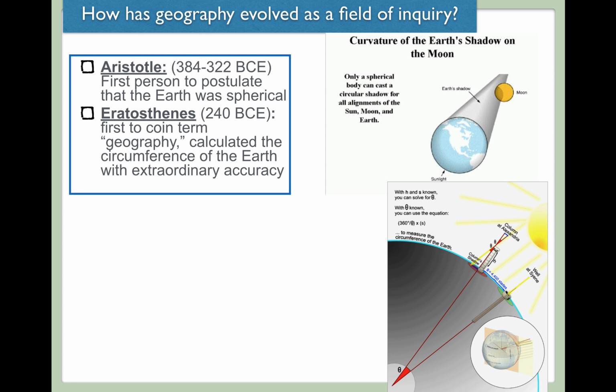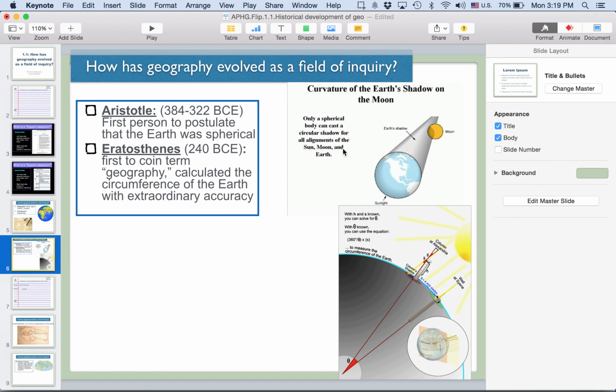First person to postulate that the earth was spherical, and he actually proposed some pretty simple explanations for why this is the case, one of which is highlighted in that picture on the top right there. He proposed that when the earth is between the sun and the moon, the earth's shadow as it is cast on the moon was a curved shape. Only a spherical body could create that circular shadow on the moon.